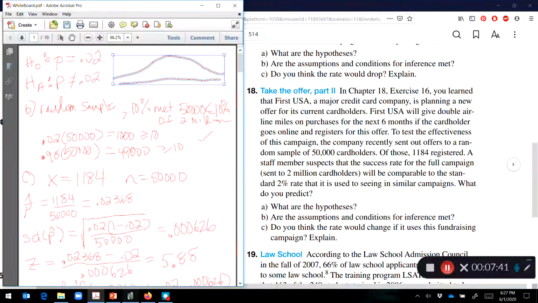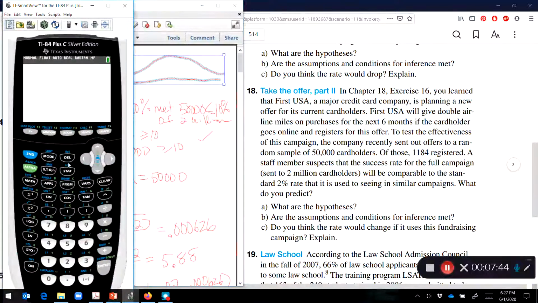So on the calculator, I'm going to go to Stat, and then over to Tests, and we're running a 1 proportion z-test, option 5. My p-naught was 0.02. My x is the 1184, and my n is the 50,000. And then it's a does not equal for the alternative hypothesis. And let's go ahead and calculate it.